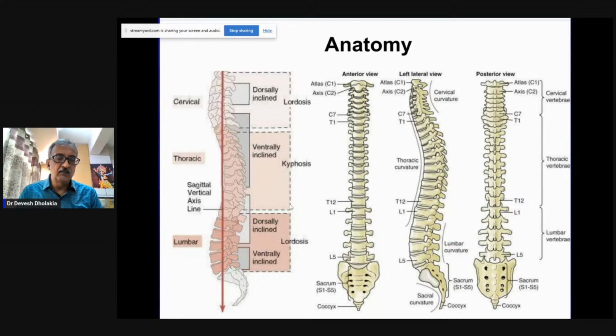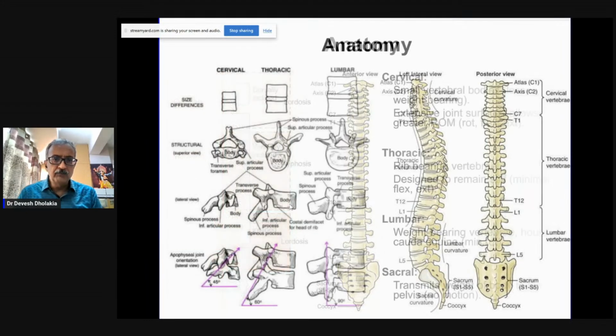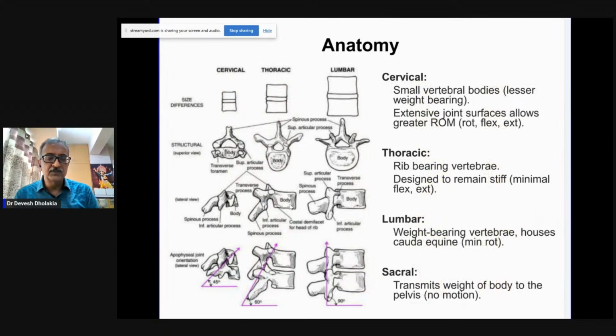There are 7 cervical vertebrae, 12 thoracic vertebrae, 5 lumbar vertebrae, and 5 sacral vertebrae, which all fuse together, and there is the single bone called the coccyx, which is made up of multiple small bones, which are also fused. If you see, the cervical vertebrae are smaller, the thoracic is a little bigger than the cervical, and the lumbar ones are the biggest.